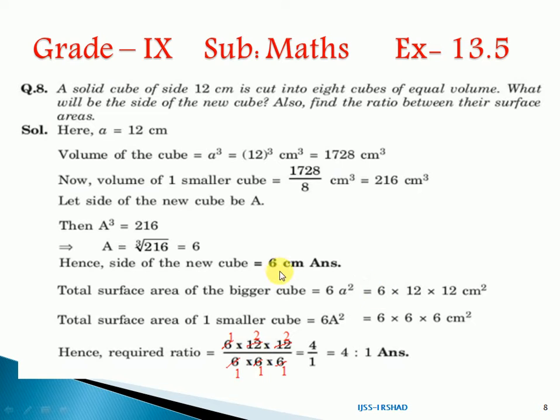So two answers you got. First one, the side of a new cube is 6 centimeter, and second one, the ratio of their surface areas is 4 is to 1.